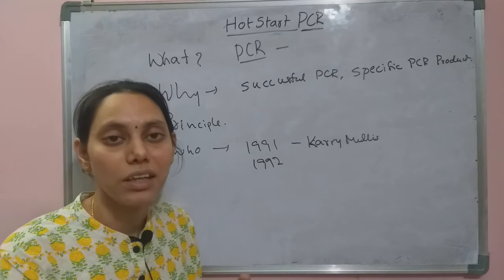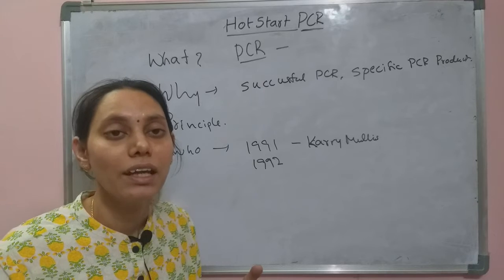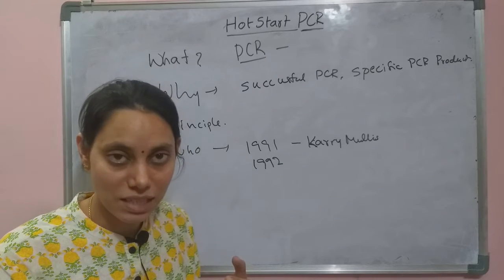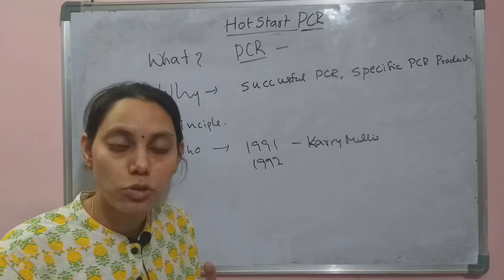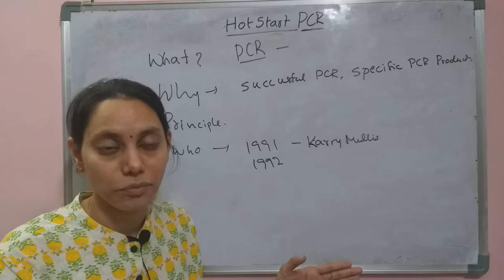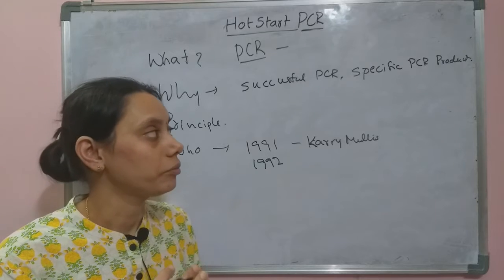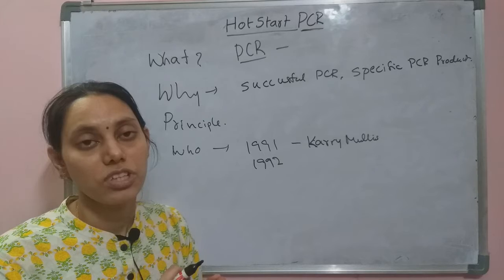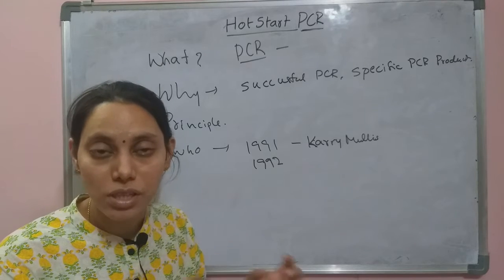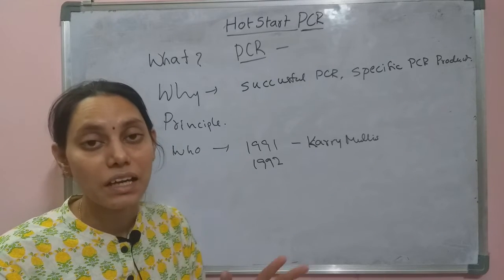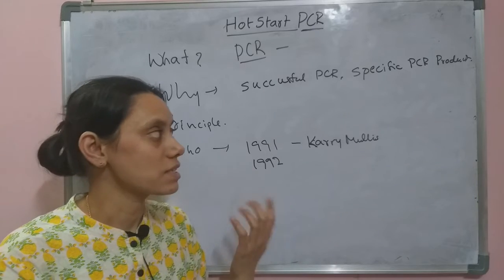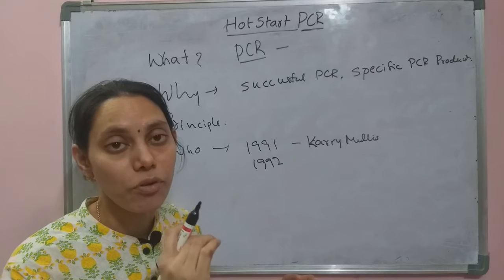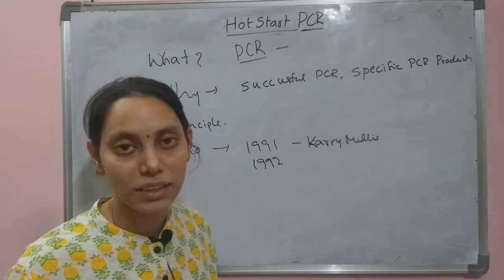We need dNTPs, which are the building blocks for DNA synthesis. We need primers to initiate the DNA synthesis. We need Mg2+ ions to aid the reaction. We need buffer, and we also need the enzyme called Taq polymerase, which is the essential and primary requirement for the PCR reaction to proceed. That means Taq polymerase is the responsible engine, a type of DNA polymerase that amplifies the DNA.